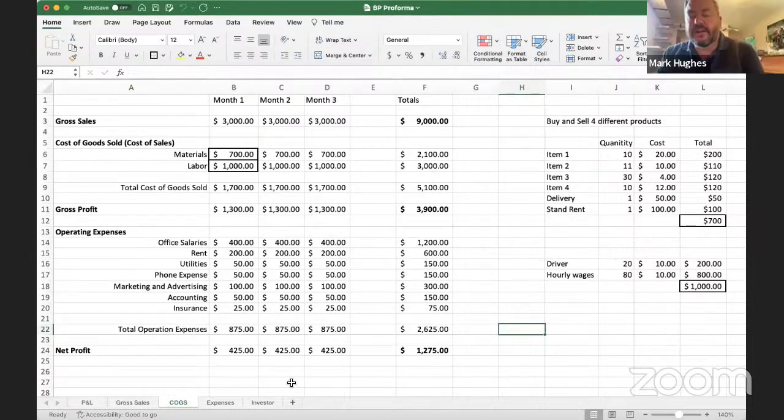Or it could be the cost of somebody manufacturing or making the product.